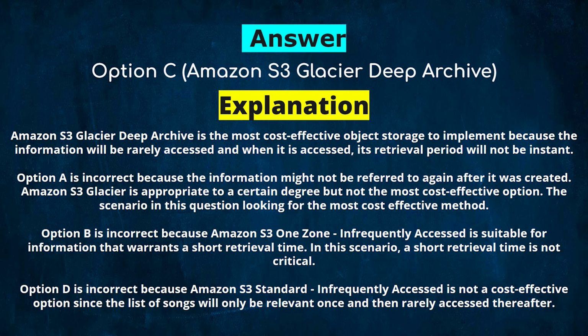Option B is incorrect because Amazon S3 One Zone Infrequently Accessed is suitable for information that warrants a short retrieval time. In this scenario, a short retrieval time is not critical. Option D is incorrect because Amazon S3 Standard Infrequently Accessed is not a cost-effective option since the list of songs will only be relevant once and then rarely accessed thereafter.